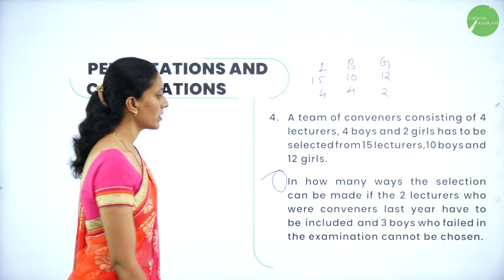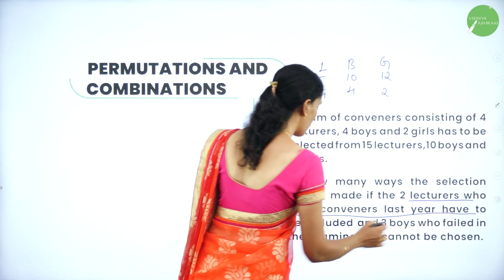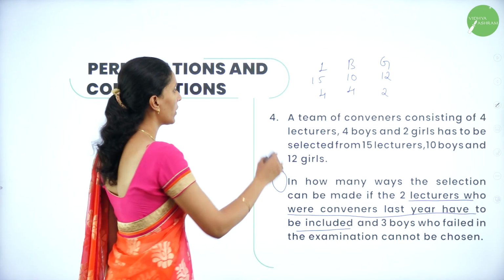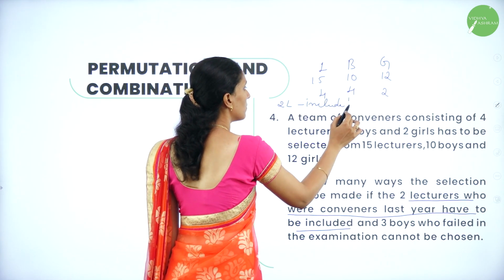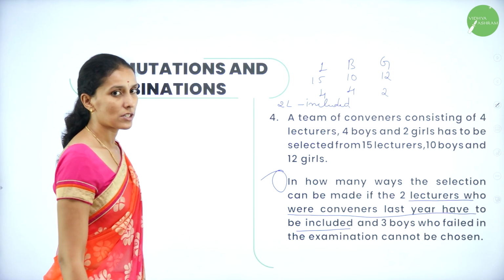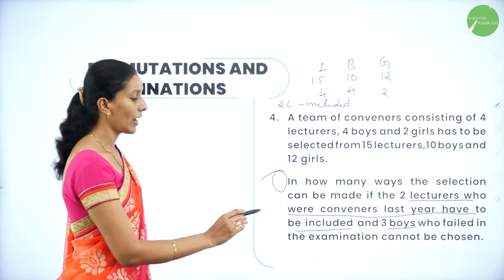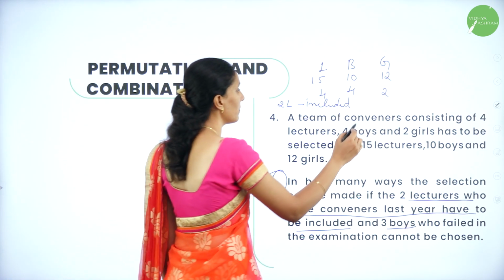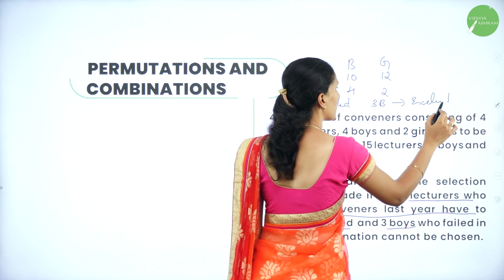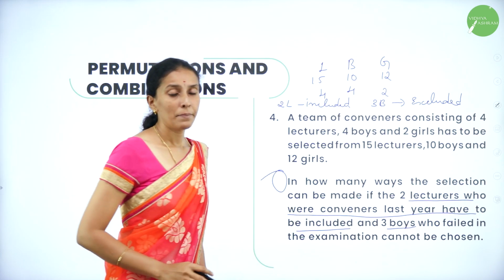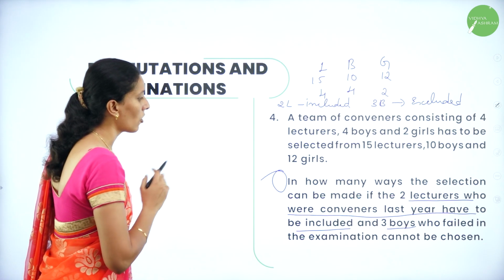What is the condition? The 2 lecturers who were conveners last year have to be included. So here 2 lecturers must be included. And one more thing, 3 boys who failed in the examination cannot be chosen. Cannot be chosen means 3 boys must be excluded. So whenever a statement problem is given, study it properly. Let me solve the problem now.